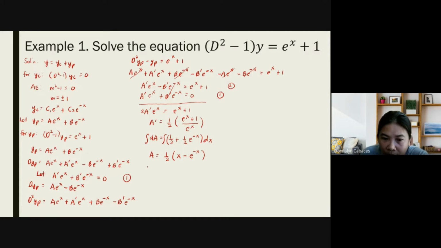Okay, so equation 1. This is your a prime, which is 1 half e to the x plus 1 over e to the x. That is our a prime. We multiply it with e to the x and plus b prime e to the negative x is equal to 0. So we have now what is our b prime. So b prime e to the negative x is equal to 1 half of e to the x plus 1.